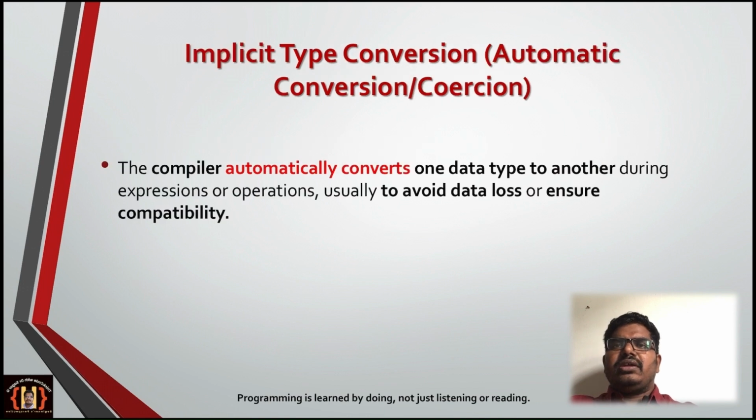Here, implicit conversion we also call automatic conversion or coercion. In this process, the compiler automatically converts. What it means is, it takes one data type, let us say integer, and converts it into float automatically during expressions or operations. This is basically to avoid data loss or ensure compatibility. We'll give you more detail with an example now.